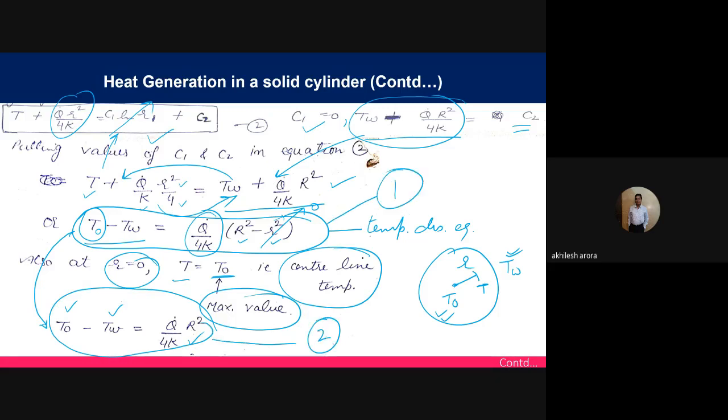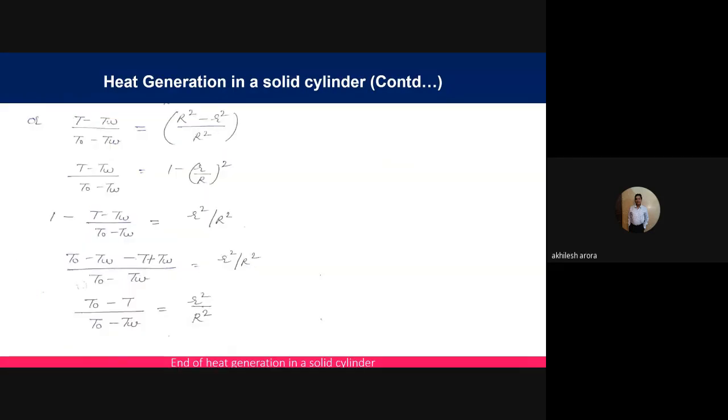So what we can do is divide both these equations. In equation 1, this T naught is there. This T naught comes only when you are using this particular boundary condition. So when we divide both these equations, we get T minus TW divided by T naught minus TW. So you can see it here.